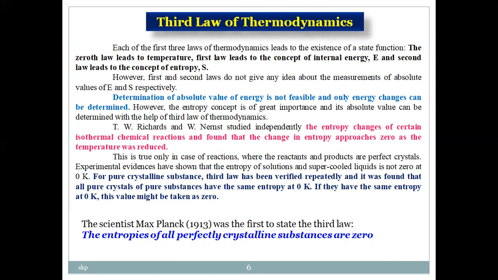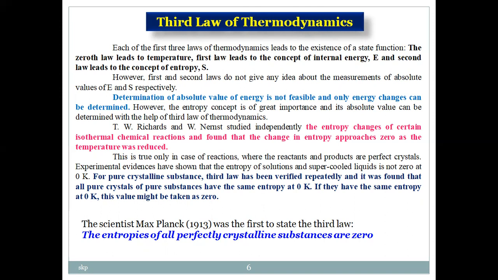This is true only in the case of reactions where the reactants and products are perfect crystals. Experimental evidence has shown that the entropy of solutions and supercooled liquids is not zero at 0 Kelvin. For pure crystalline substances, the third law has been verified repeatedly, and it was found that all pure crystals of pure substances have the same entropy at 0 Kelvin. If they have the same entropy at 0 Kelvin, this value might be taken as 0.